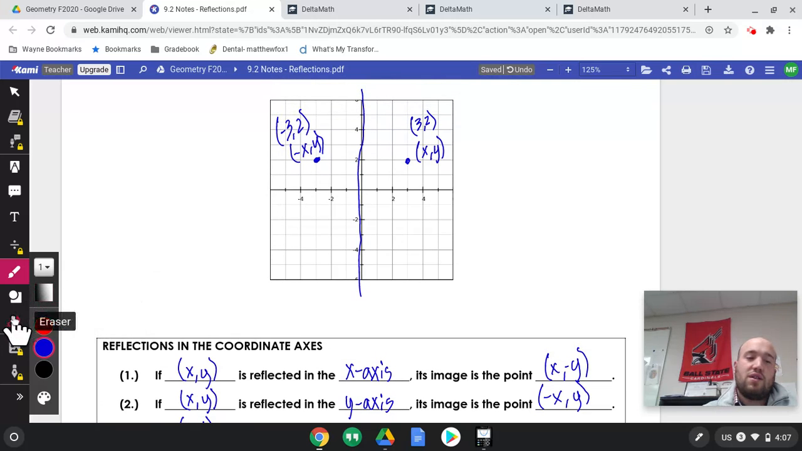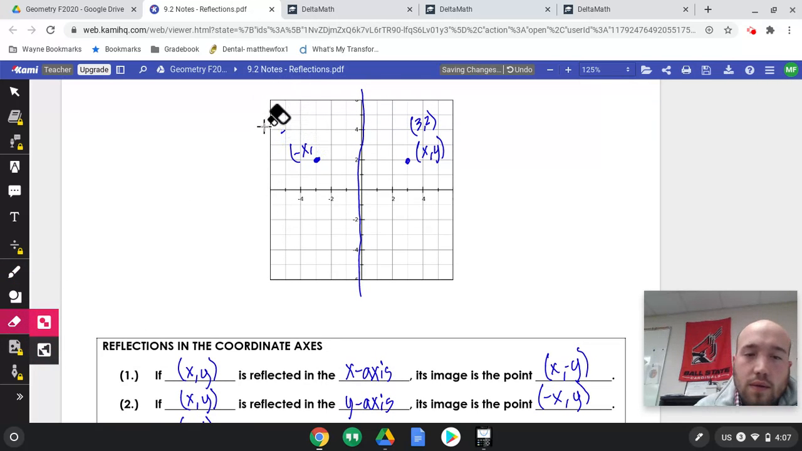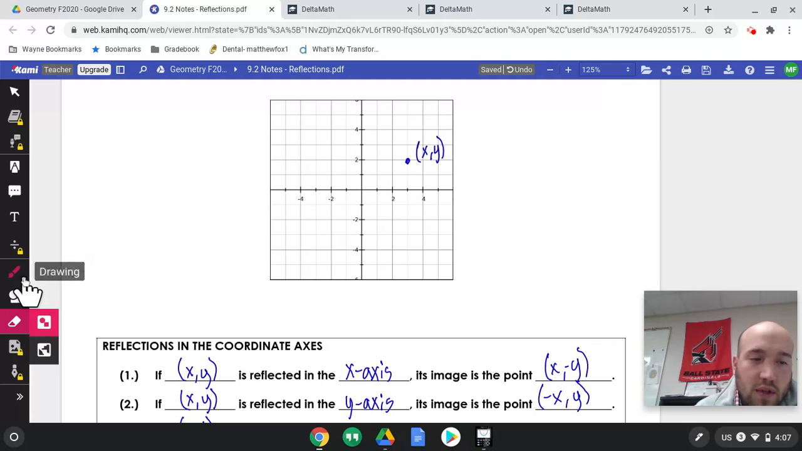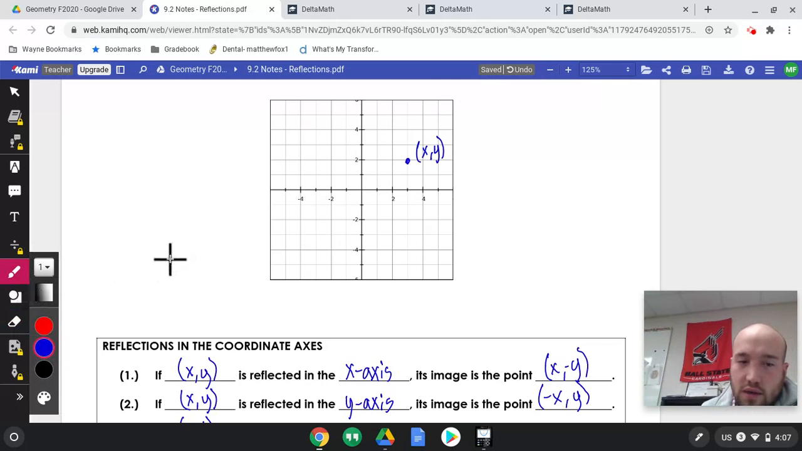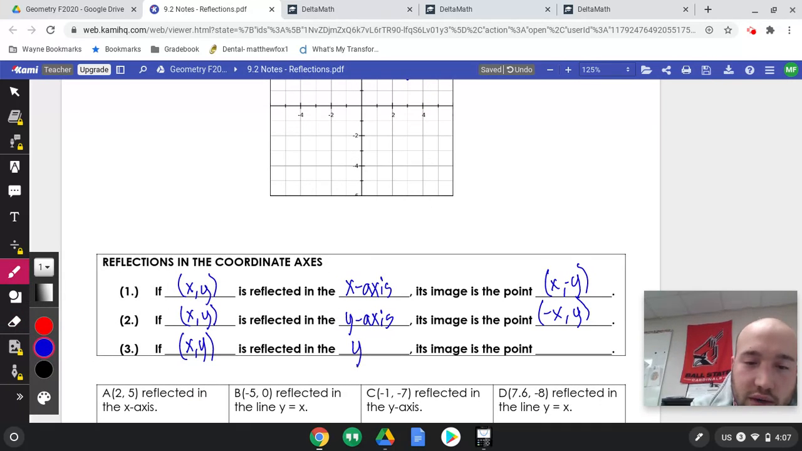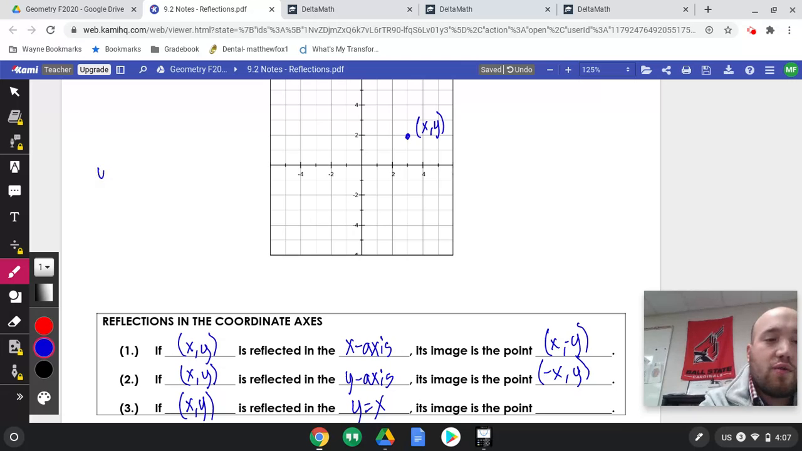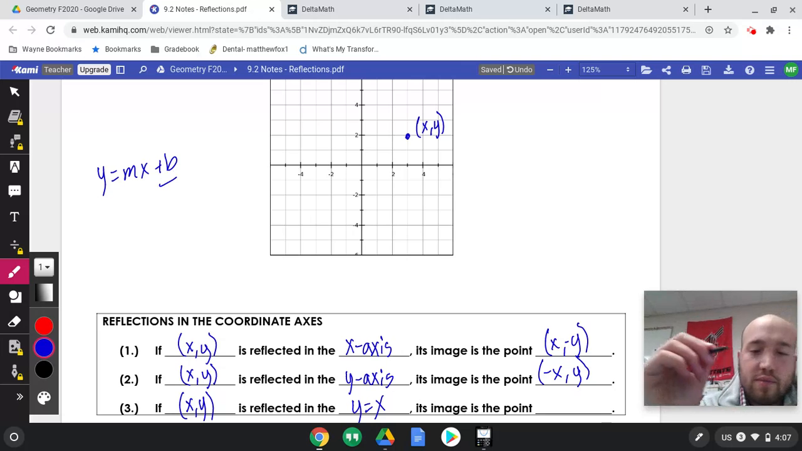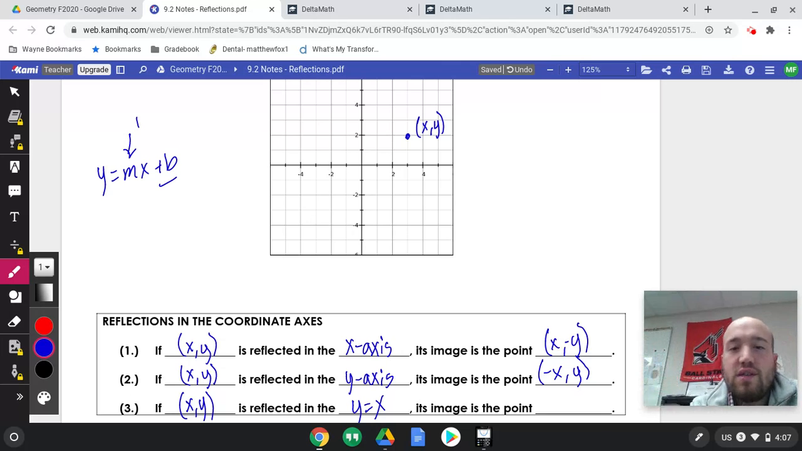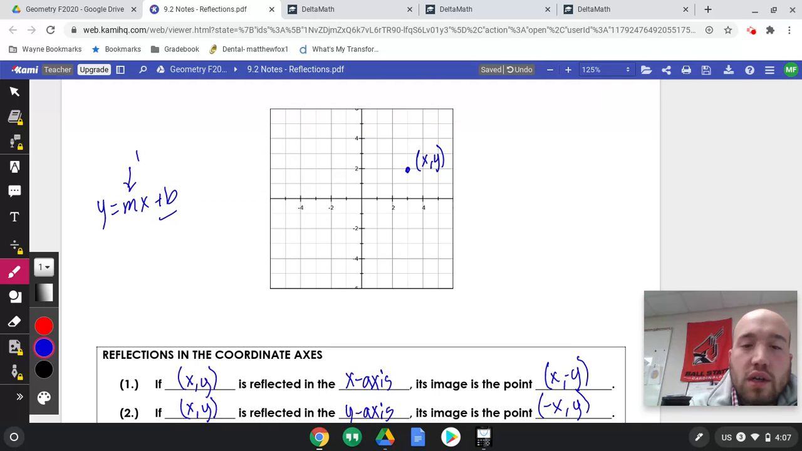Now the final scenario I want to talk about. This is a unique scenario. So watch closely. Okay, what about the line y equals x? Now, if we graph this line y equals x, if we think about it, y equals mx plus b. So there's no b term, and the m here would be 1. So if there's no b, it's 0. It goes through the origin here, and it has a slope of 1.